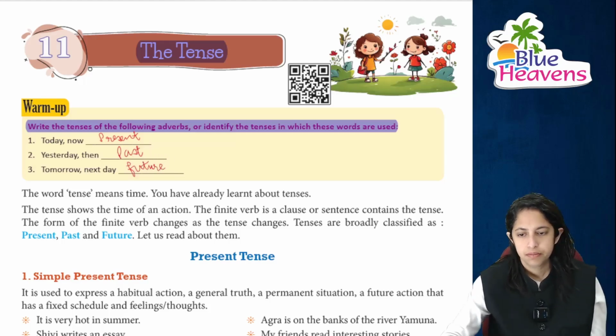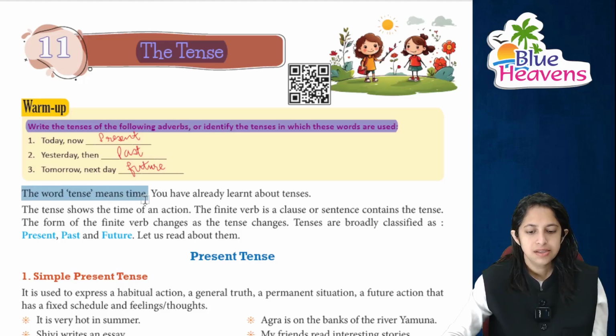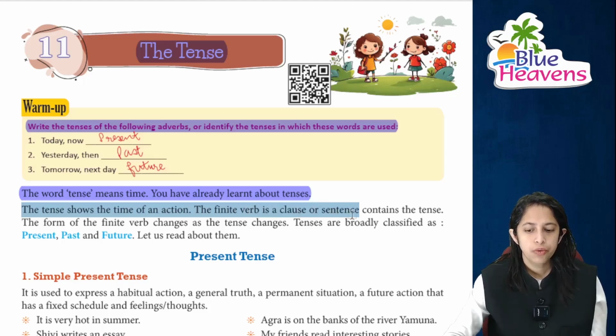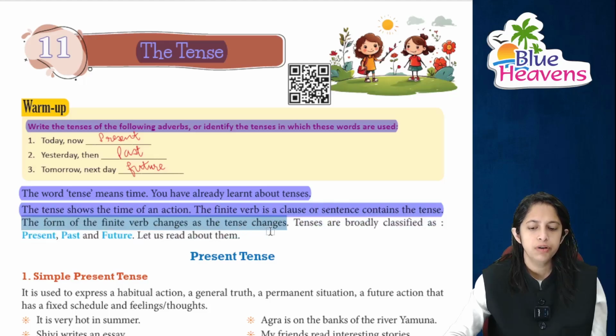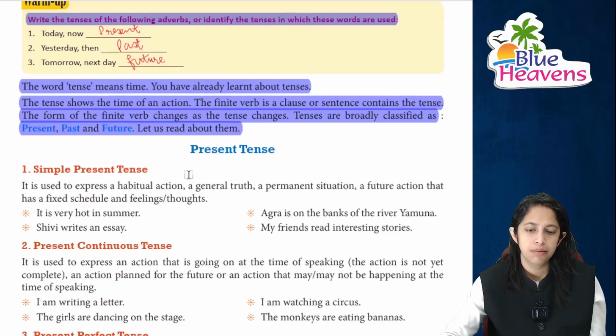Now, tense क्या बताता है? It tells the time. You have already learned about tenses. Tense shows the action of time, finite time, or you can say a finite verb is a clause or a sentence जो कि क्या contain करता है tense को. The form of the finite verb will change according to the tense. We all know tenses are broadly classified as present, past and future, and let's just read about them each.